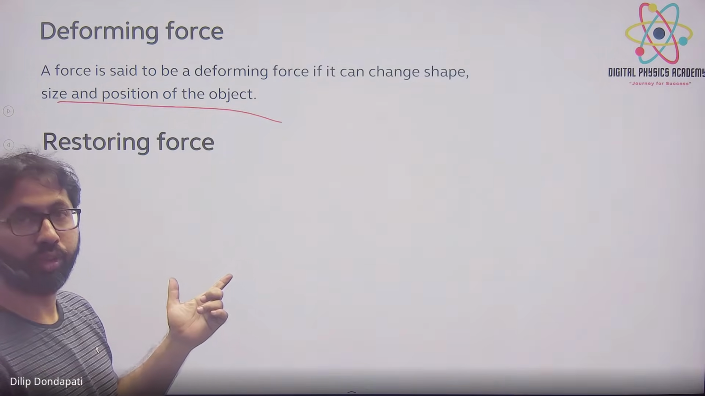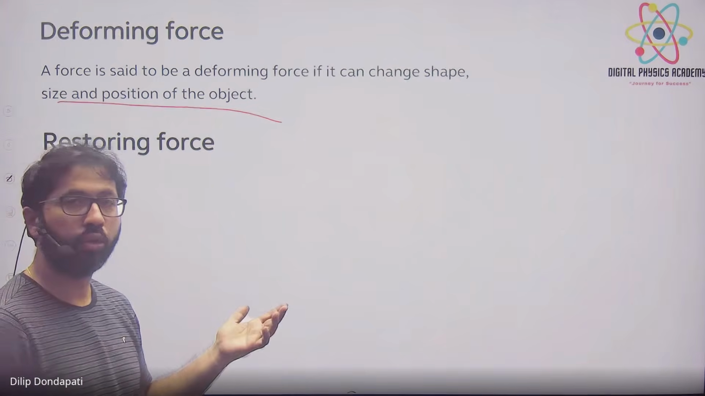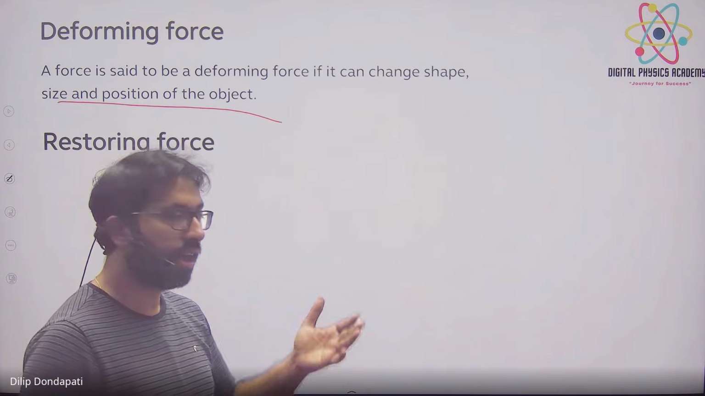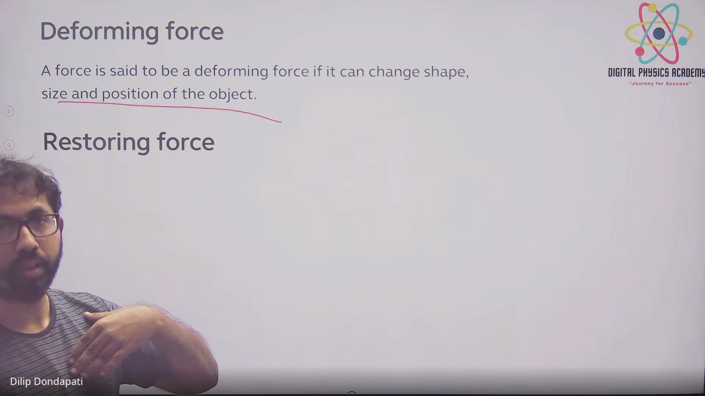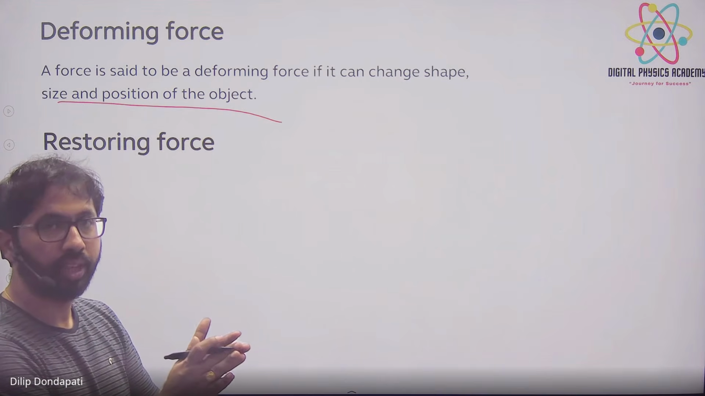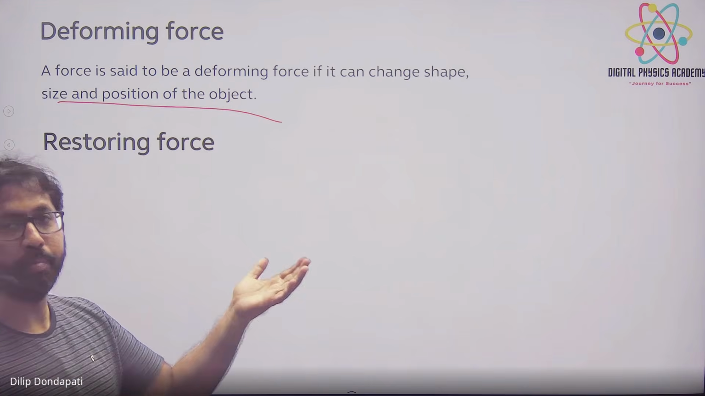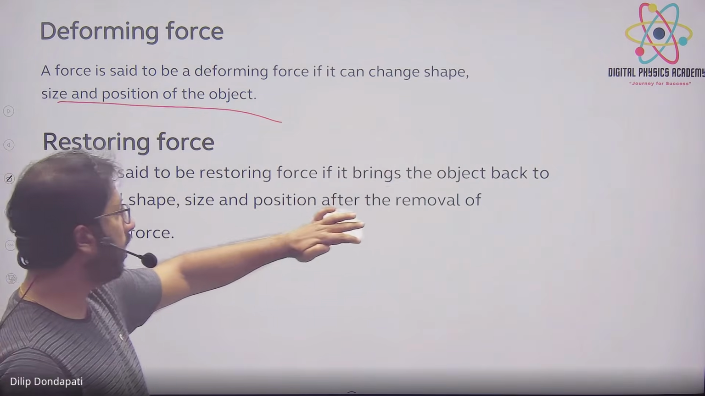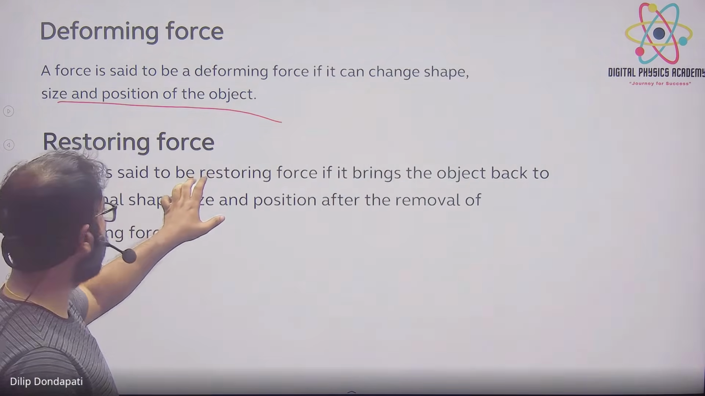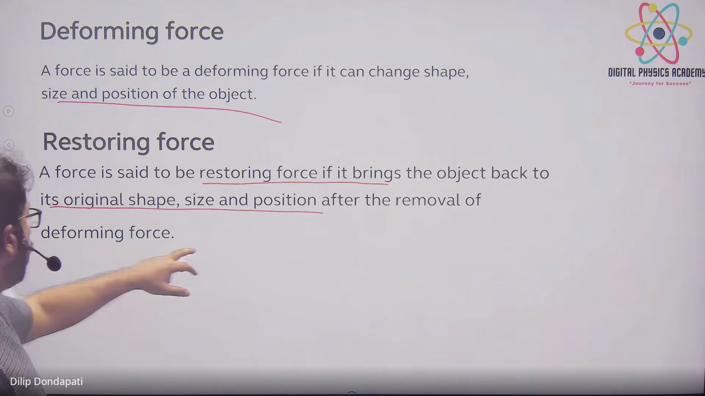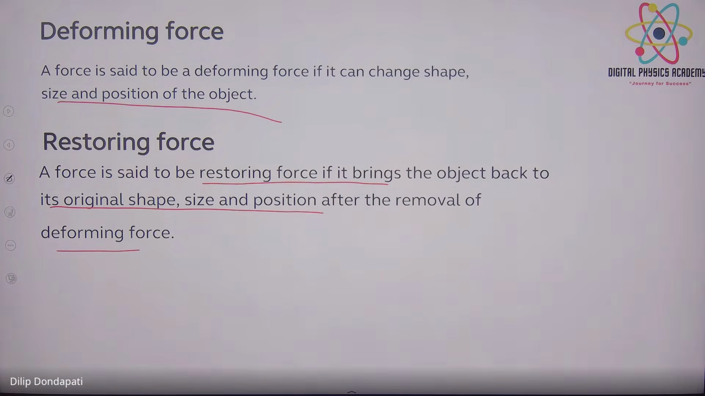Next one is restoring force. Restoring force means when I apply a deforming force and then remove it, the object comes back to the original position, like a spring. If I apply a deforming force, it changes the shape and size. When I remove the deforming force, it comes back to the original position. If the force brings the object back to the original shape, size, and position after removal of the deforming force, this is called restoring force.